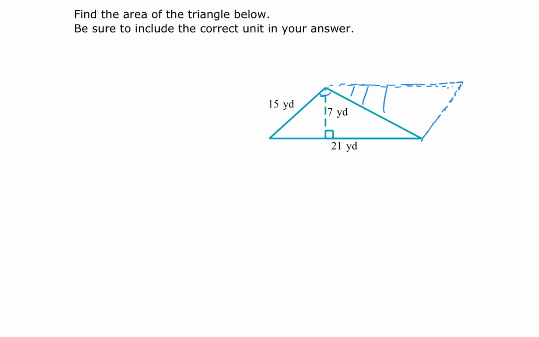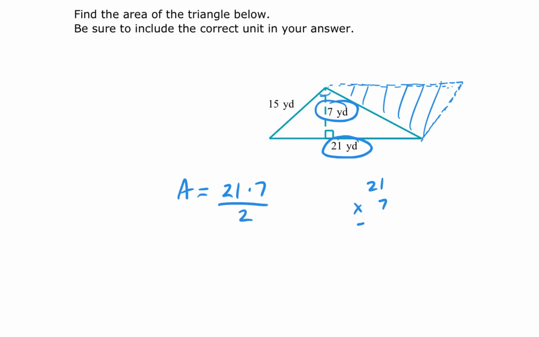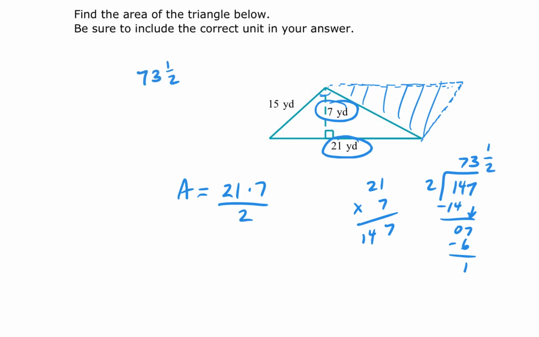And this triangle right here is congruent to our first triangle, and you can see that we are forming a parallelogram. We need to find the base and the height of that parallelogram. They must be perpendicular. So that'll be the base, that'll be the height. 21 times 7 is the area of the parallelogram. We want the area of the triangle, so we need to divide that by 2. 147 is the parallelogram divided by 2. 2 goes into 7 3 times, and we do have a remainder, so we have 73 1/2 square yards.